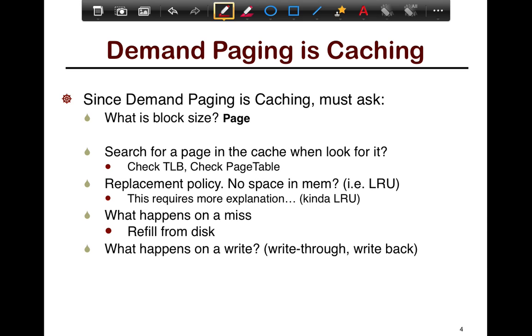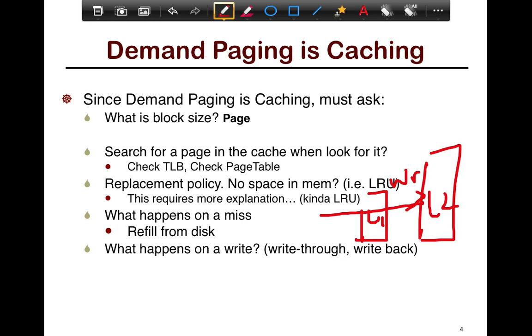You refill from the disk. And what happens on a write? Writes are particularly important because there are two forms of writes that demand paging normally implements, or any form of caching needs to think about. One is write through, and the other is write back. Write through is a system where you've got one level and a bigger level, memory to disk, and all writes go through. The benefit is that anytime you replace something from here, you can just drop it on the floor because all writes have gone through. The data is completely synchronized between these two. Think of it like a Dropbox system, where it's completely synchronized between level 2 and level 1.